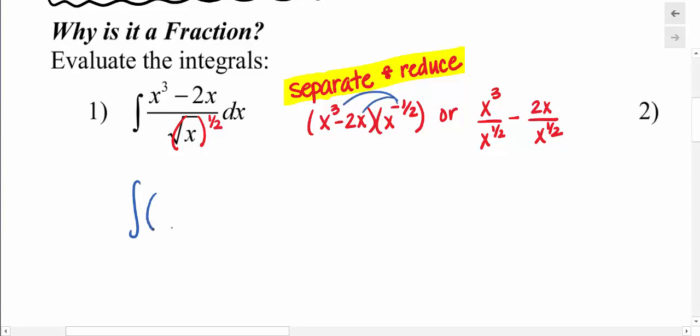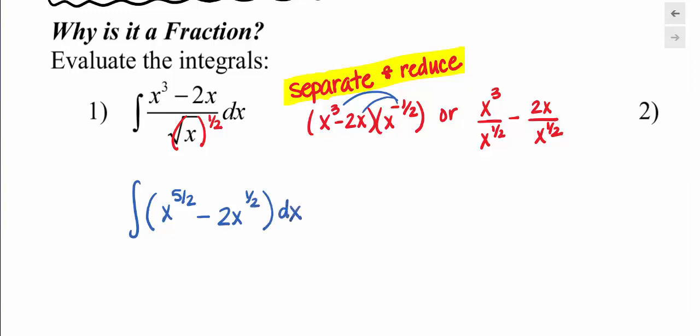So I should get the quantity, make sure you have parentheses there, and this will become 6/2 minus 1/2, which is 5/2, minus 2x to the 1/2, 1 minus 1/2. And that's actually what we are integrating.